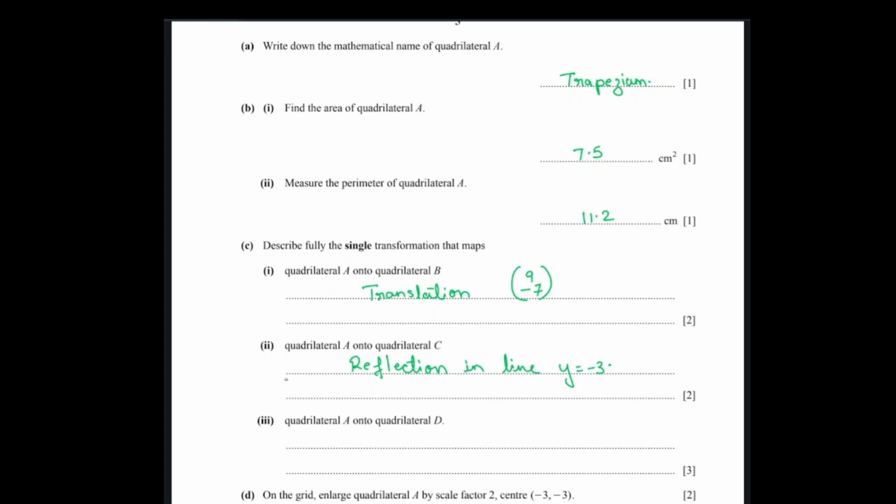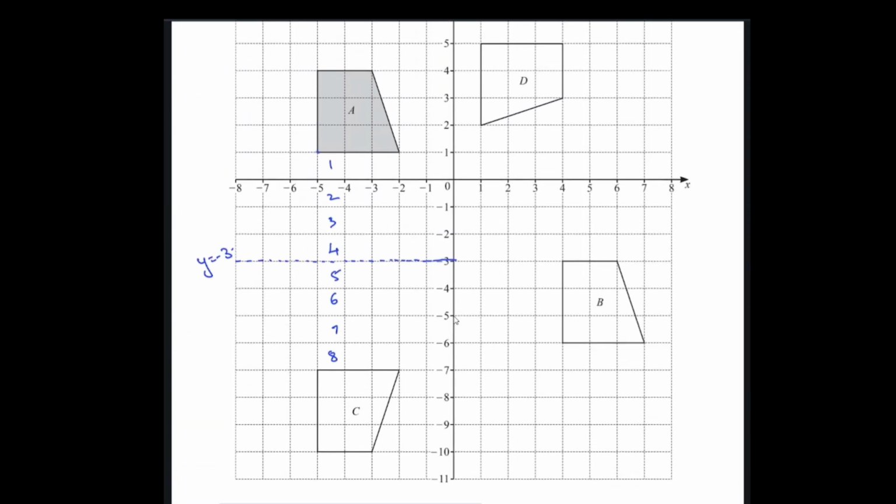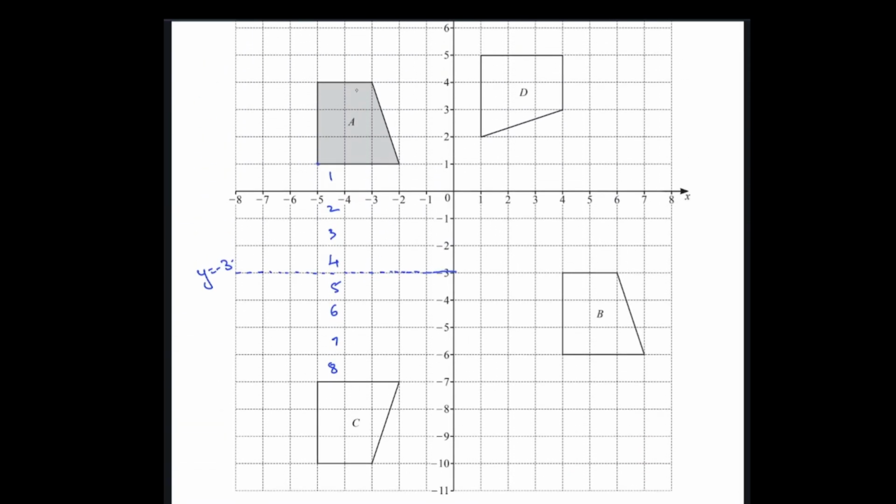Next, last one is the third. First one was translation, second reflection, third one they are asking quadrilateral A onto quadrilateral D. Now let us see how is the transformation here. See here, this is D. A has become D. Now you have to understand that it is a rotation, because when you rotate an object, its whole orientation will go from left to right and right to left. So that is the rotation. But for rotation, you need to know the center of rotation.